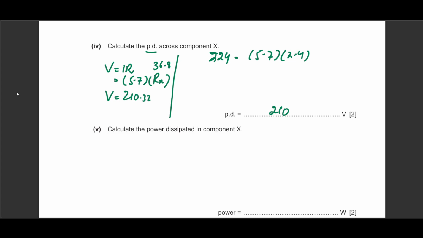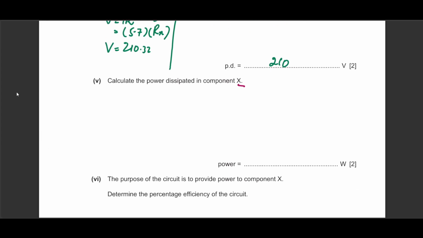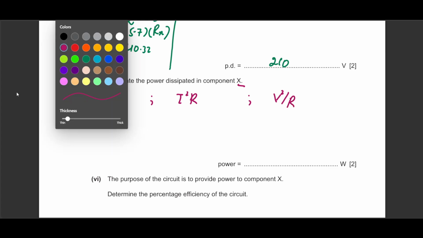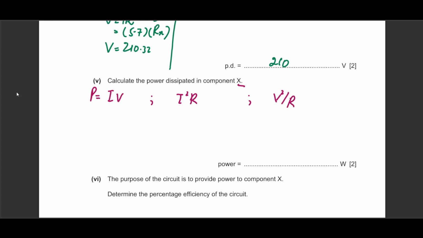This would be the voltage available for that component. Again, any logic that you think is necessary, you can do it by multiple ways. Power dissipated in component X, I'm going to show this by all three methods. You can choose any one of them because we know that power is equal to IV, it is equal to I squared R, it is equal to V squared over R. But be advised, we're going to use values of this resistor only.